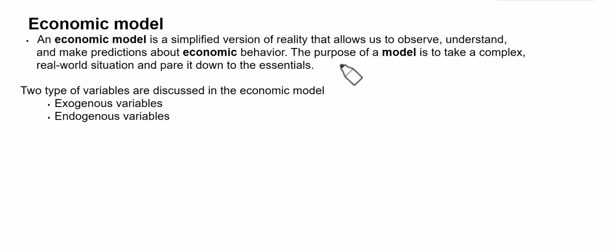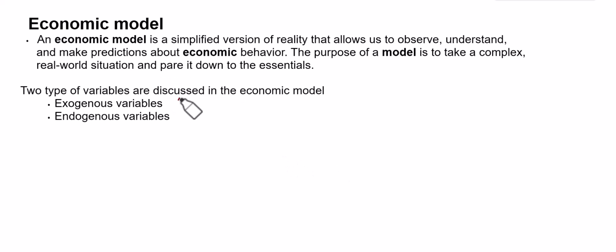They are the simplest form. They allow us to understand reality. In the case of economic models, there are two types of variable. One is called the exogenous variable and the other one is called the endogenous variable.